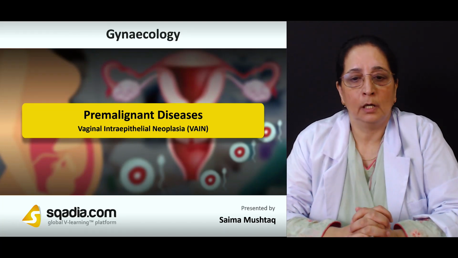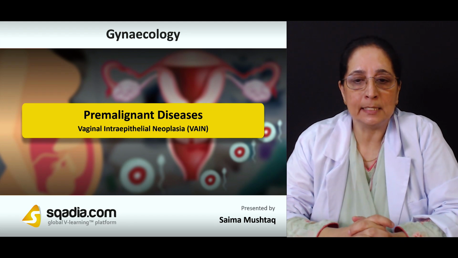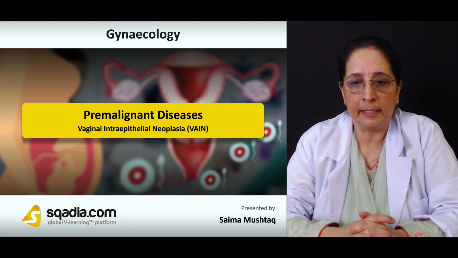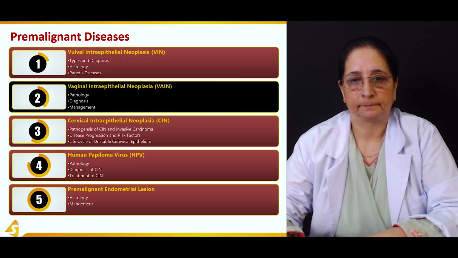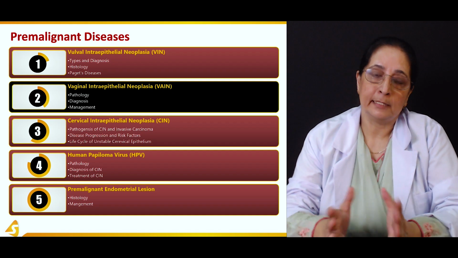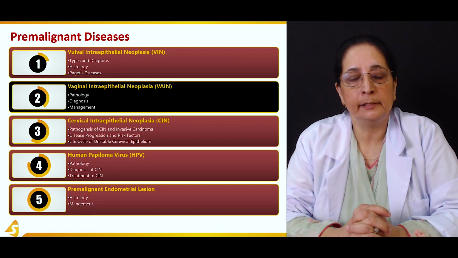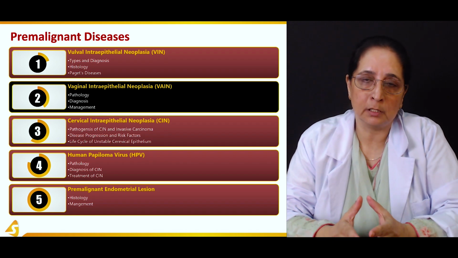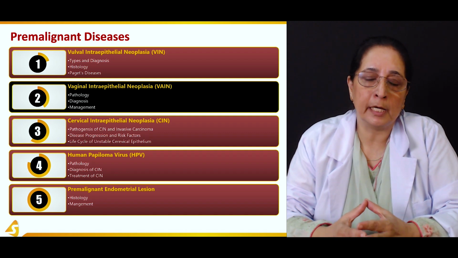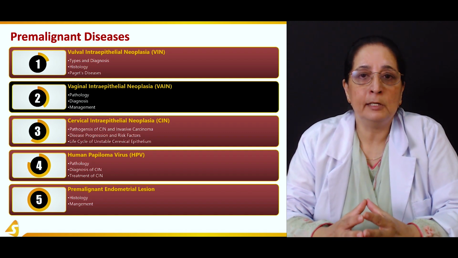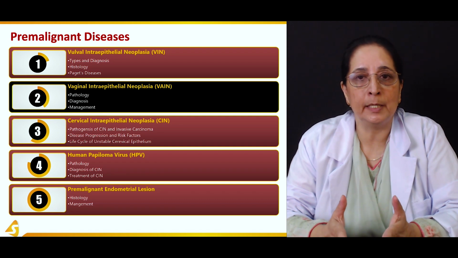Now we will talk in our second section of the lecture, Premalignant Diseases. We will talk about the Vaginal Intraepithelial Neoplasia. Like in the last section, we talked about the vulval intraepithelial neoplasia, and then we talked about how it presents and how it is diagnosed and managed. Now we will talk about the vaginal intraepithelial neoplasia.